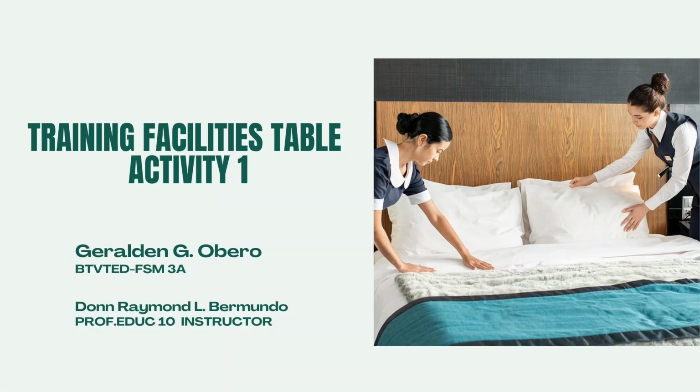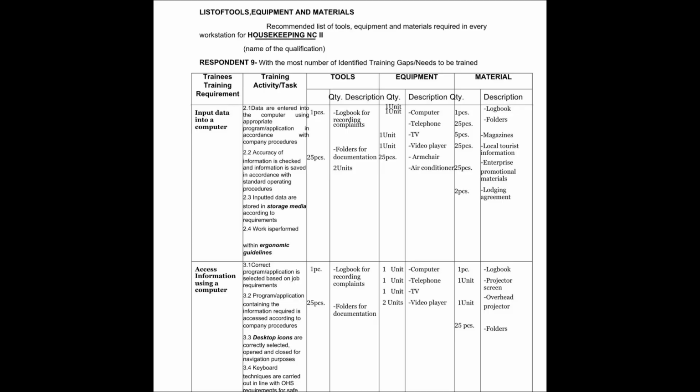Before I forget, I will introduce first my trainee, which is respondent number 9, with the most number of identified training gaps that need to be trained. Today, I am going to show you the list of tools, equipment, and materials. The first training requirements are input data into a computer and access information using a computer.